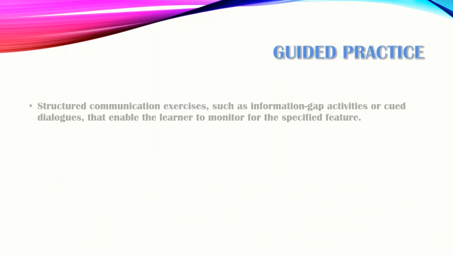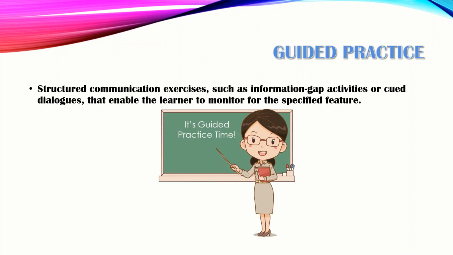The fourth stage of the communicative framework is about guided practice, which consists of structured communication exercises, such as information gap activities or cued dialogues, that enable the learner to monitor for the specified feature. Unlike in the previous stage, guided practice emphasizes learners expressing meaning by adding specific information, like personal details or their own ideas. And the focus is on both fluency and accuracy.